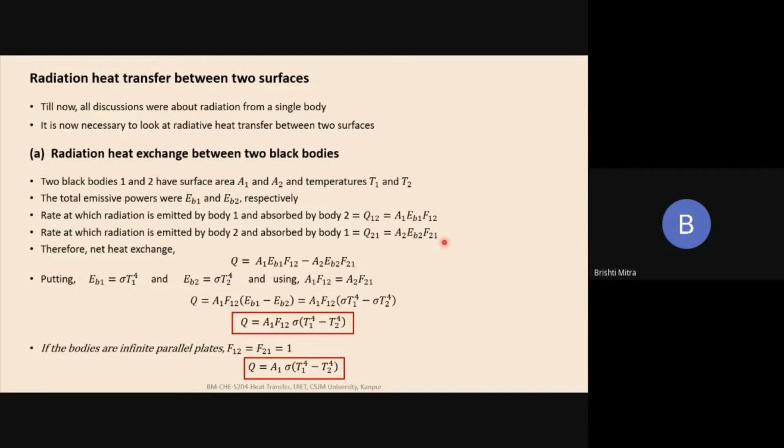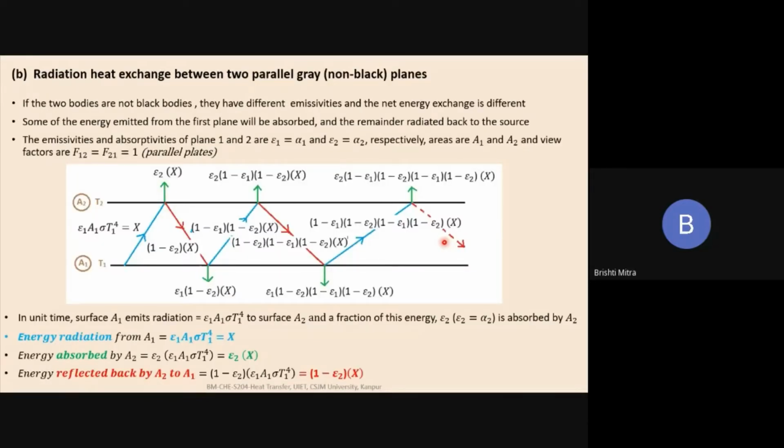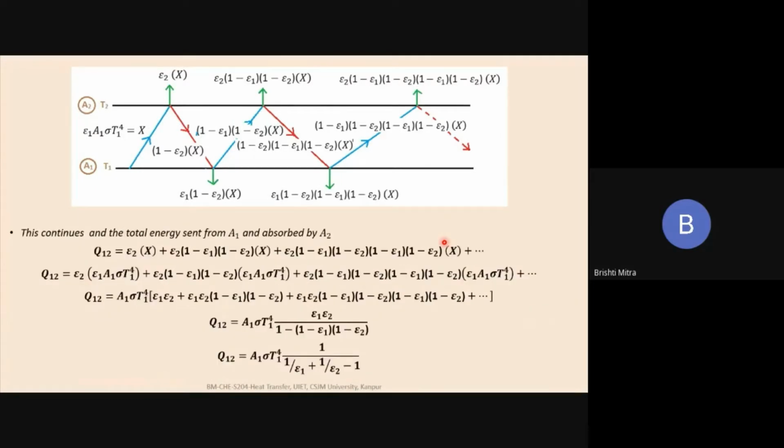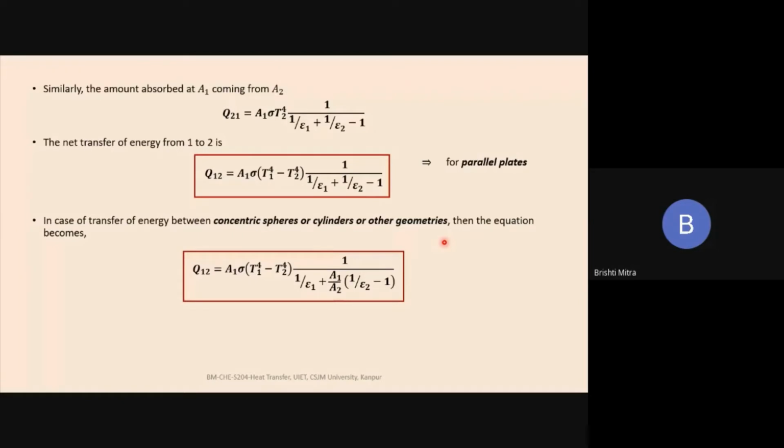Then comes the radiation heat transfer between two bodies. First, we considered 2 black bodies and we found out the rate of heat transfer between them. And then we talked about 2 gray bodies, which are non-black bodies, and we saw that it becomes a little more complicated. And in all these cases, we have considered transmission to be equal to 0. And for different geometries, we found the way to find the rate of heat transfer between 2 bodies.